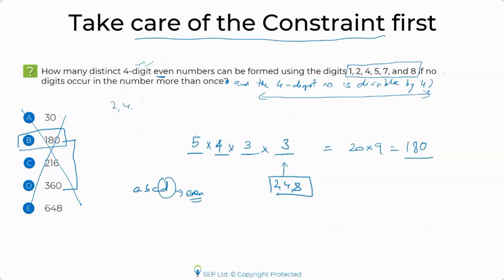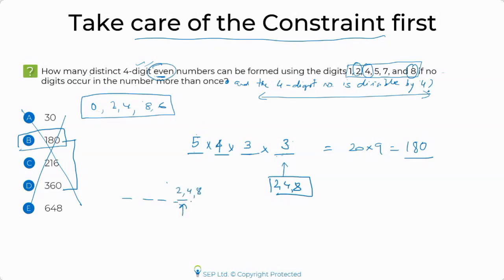Even numbers are 2, 4, even digits. Single digit numbers could be 0, 2, 4, 8, and 6. Okay. These are the digits that should be in the last place of that number. So whatever numbers I form, I have to ensure that the last place is either of these 5. Now in this question, I've been given these 3 even numbers, 2, 4, 8. So if I want to form an even number, I'll have to ensure that the last place gets filled by either of these 3 and nothing else.